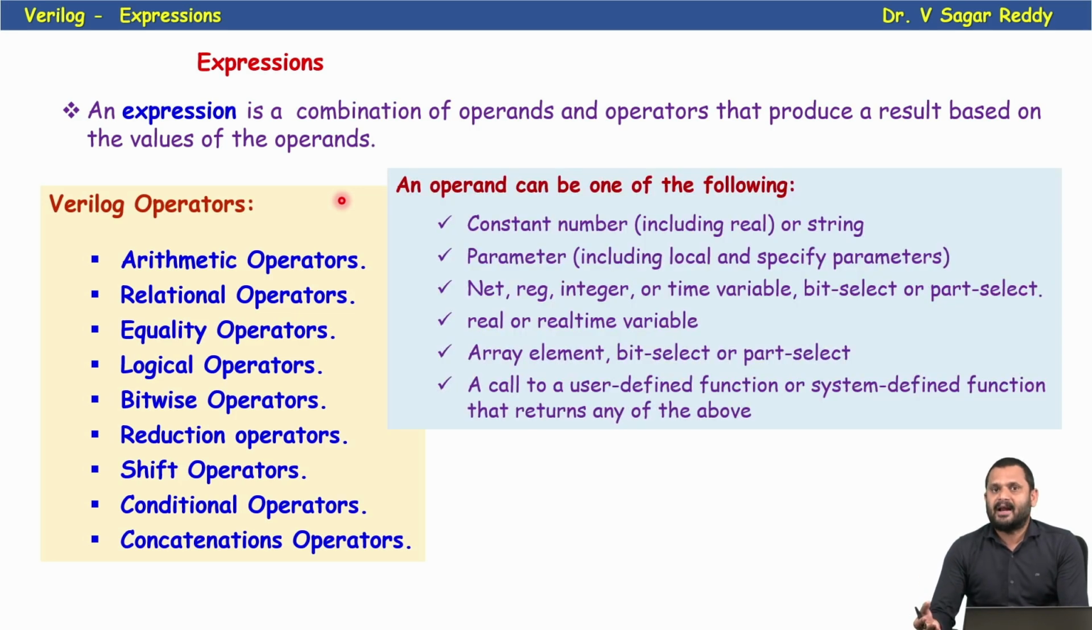So what can the operands be in an expression? An operand may be a constant number, including real or string. It may be a parameter, including a local parameter or specify parameter. It may be a net, reg, integer or time variable, or a bit select or a portion of that, which we call a part select. It may be a real or realtime variable, or any array element, or a bit select of that array, or a portion of that array. It may be a call to a user defined function or a system defined function that returns any of the above values. So these are the various operands we use in expressions.